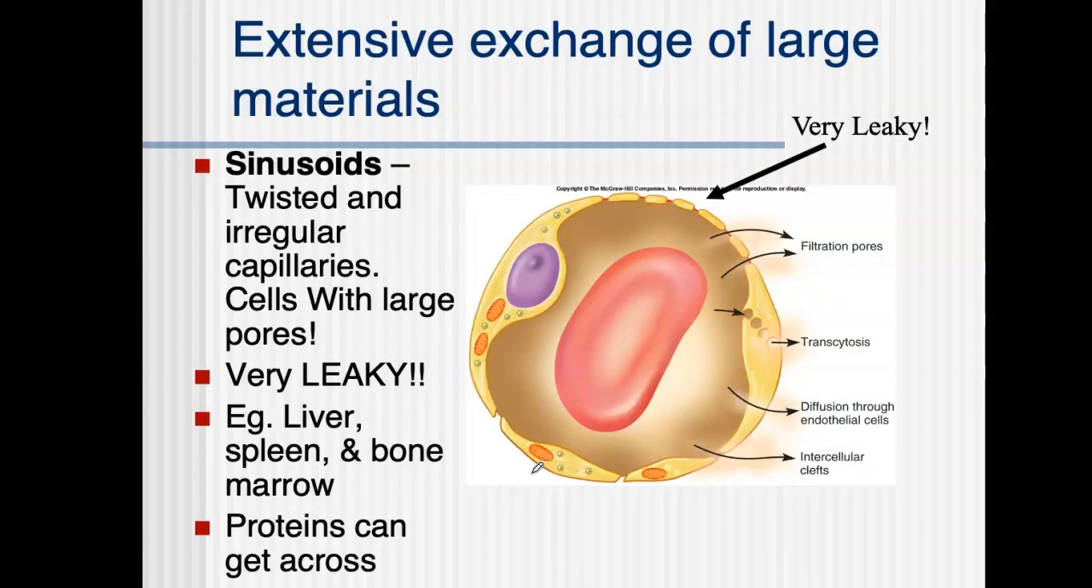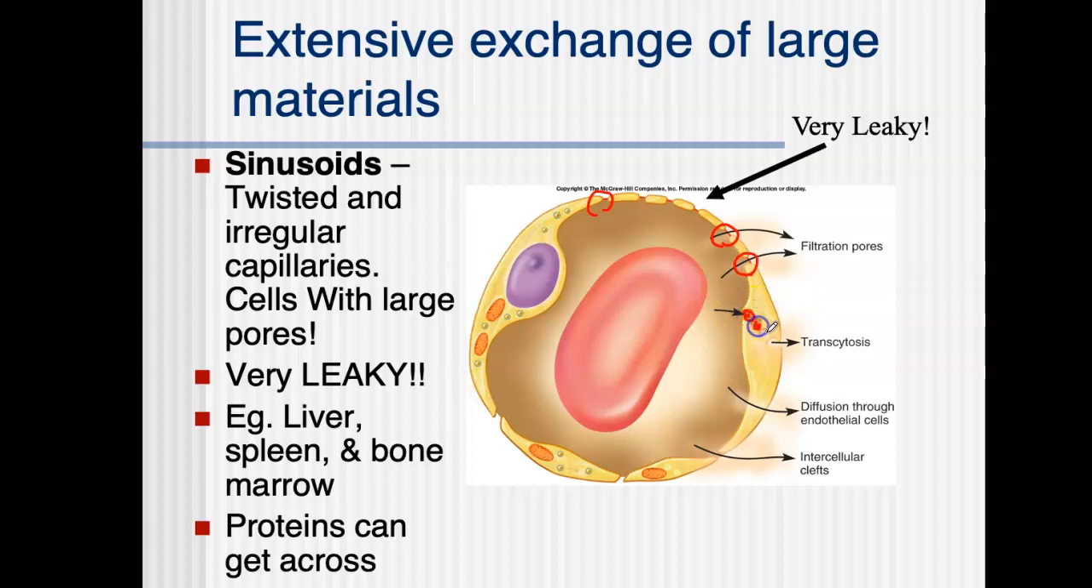The third is sinusoidal. So these are very leaky. So what else do they have? Well, they have those fenestrations. They also have these pores, filtration pores. And then also it's going to allow it to cross the membrane itself.